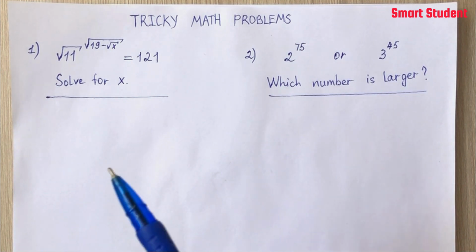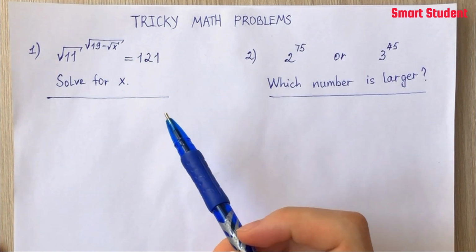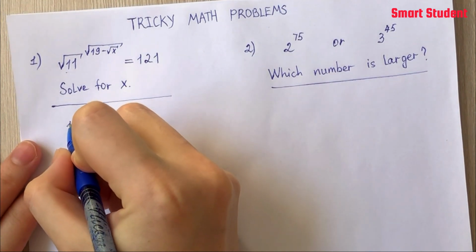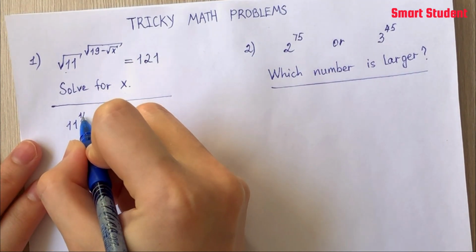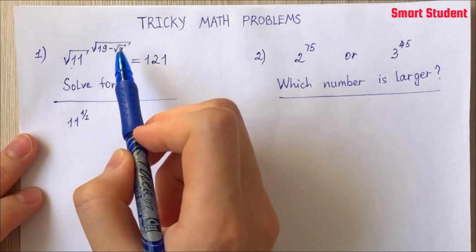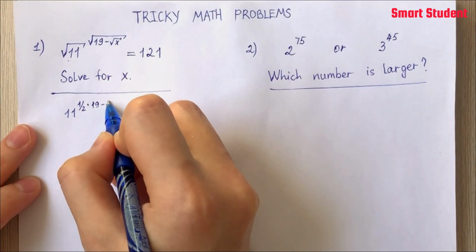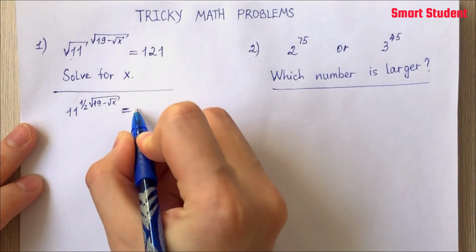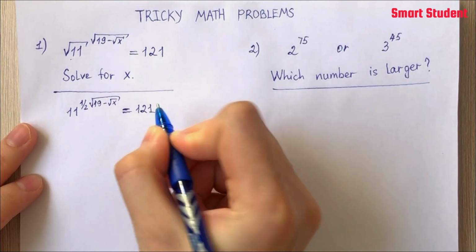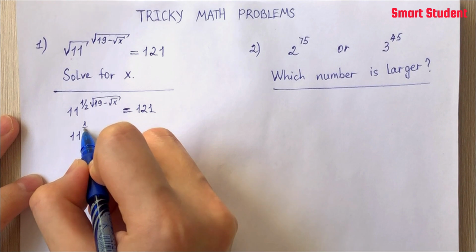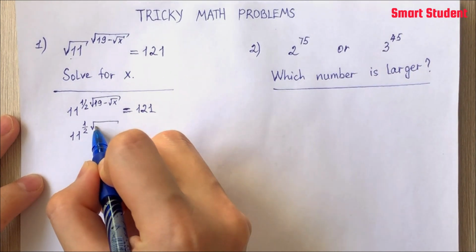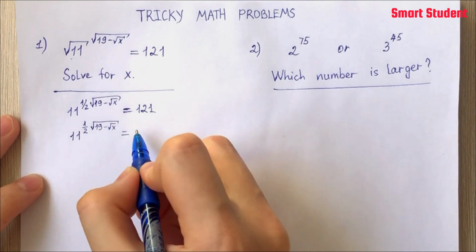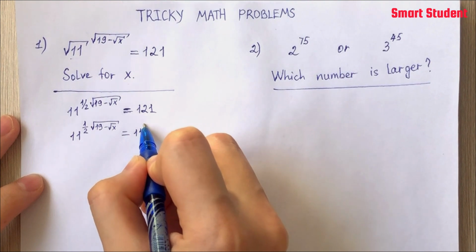of minutes. So the first thing we're gonna do is to rewrite the square root of 11 as 11 to the 1/2 power, and then we have this whole exponent right here, the square root of 19 minus the square root of x. That's equal to 121. 11 to the 1/2 power times the square root of 19 minus the square root of x is equal to, this 121 is 11 squared.